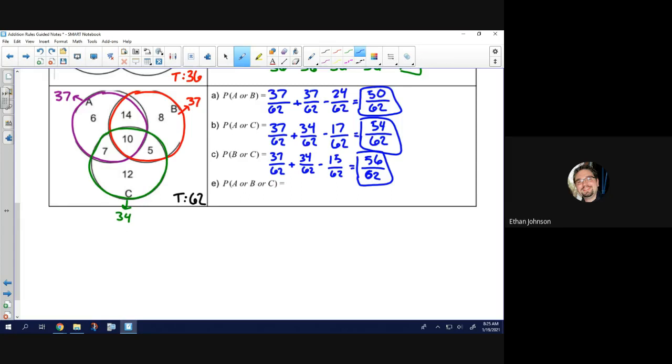And if we take a moment to look at our last one, it says probability of A or B or C. So we can do 37 out of 62 plus 37 out of 62 plus 34 out of 62 minus 17 out of 62 minus 15 out of 62 minus 24 out of 62. And we'll get the same answer. Or we could also think, are there any other options besides A, B, and C? There isn't. So our answer should be 62 out of 62 or a 1.